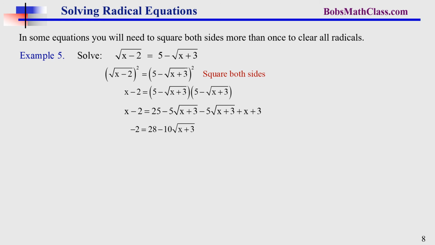Hopefully everybody's doing okay. So we have negative 2 equals 28 minus 10 square root x plus 3. Now we can't subtract 10 from 28 because the 10 is attached to the square root x plus 3. We could subtract the 28 on both sides because we're trying to isolate the radical again. So subtract 28 on both sides, and that'll give you negative 30 equals negative 10 square root x plus 3.